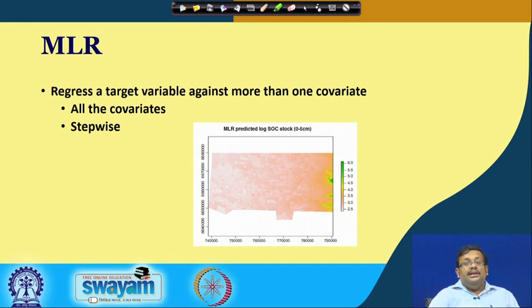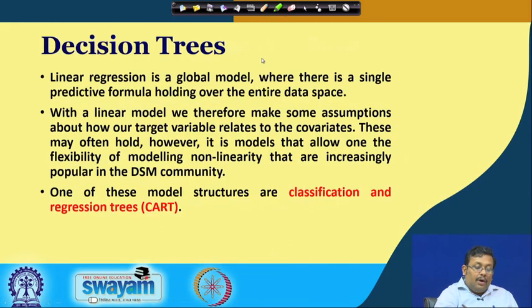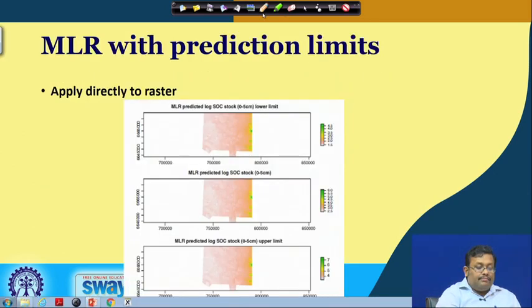So, this map is produced by multiple linear regression, and it not only gives the prediction of soil organic carbon stock for 0 to 5 centimeter, it also gives you the prediction interval, that is the lower limit of prediction as well as the upper limit of prediction. So, you get a sense of the uncertainty in this DSM product.